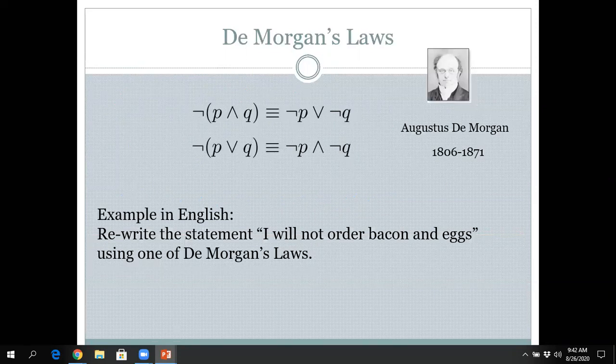Rewrite the statement, I will not order bacon and eggs. Okay, so let's just kind of do this together. I will not order bacon and eggs. So not (B and E), yeah? So what's that equivalent to? I will not order bacon or not order eggs. Does that make sense? Okay, it's a quick application of the De Morgan law. Very important, very important.